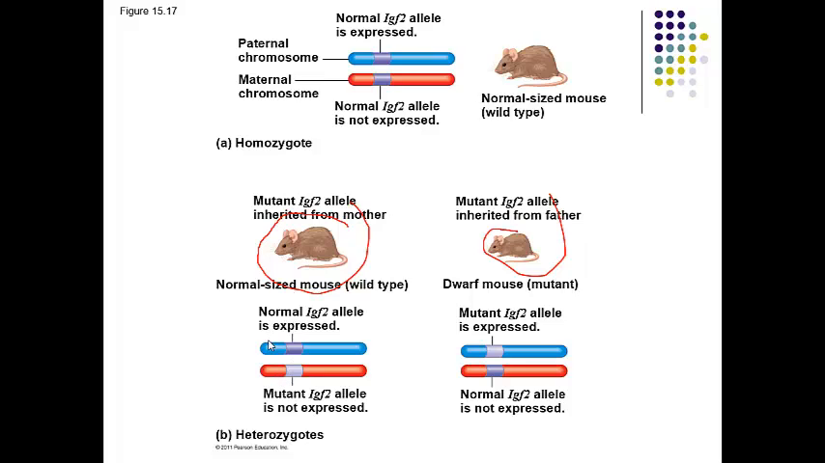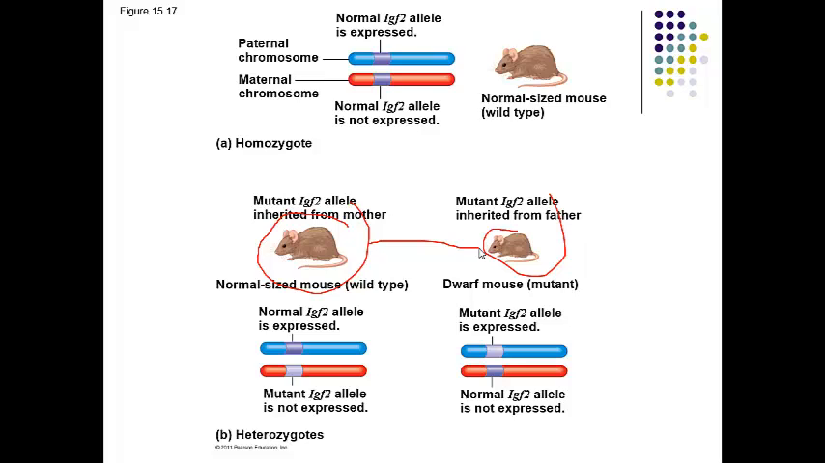This mouse is normally sized. Its gene is properly functioning. It's a heterozygote. The mouse here on the right is also a heterozygote. It has the same combination of alleles, except this time it inherited the mutant allele from the dad and the normal allele from the mom. This mouse is a dwarf. It does not have a properly functioning gene, even though it has the same genotype as this other mouse. The only allele that is being expressed is the allele that comes from the father.